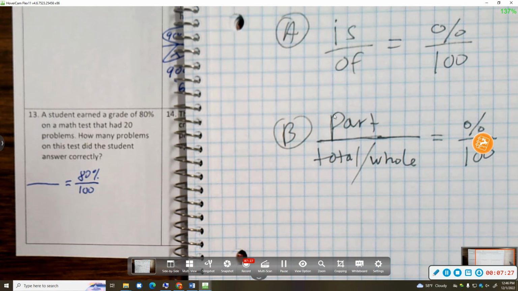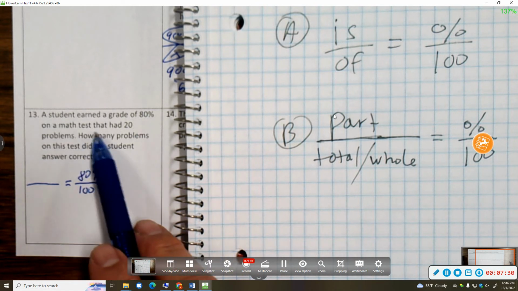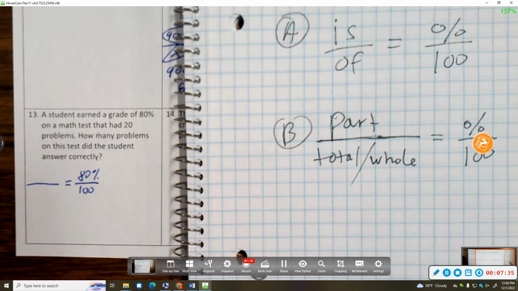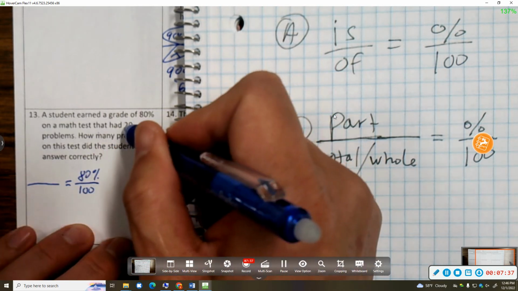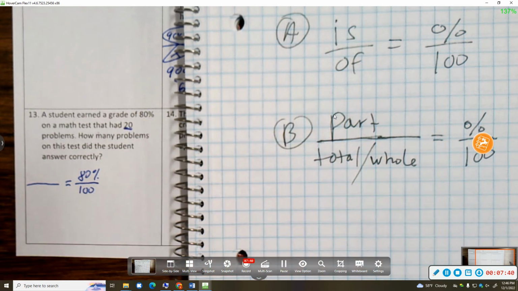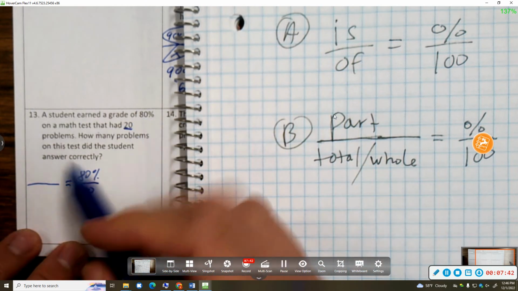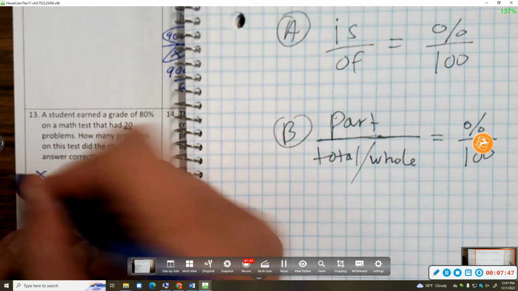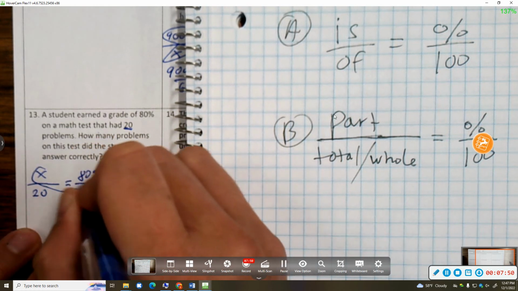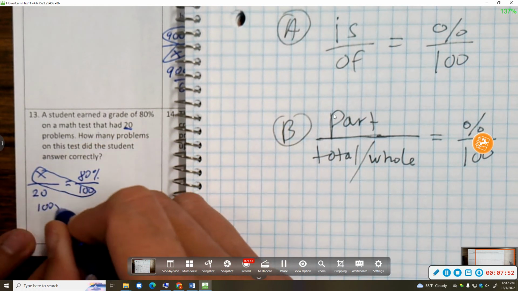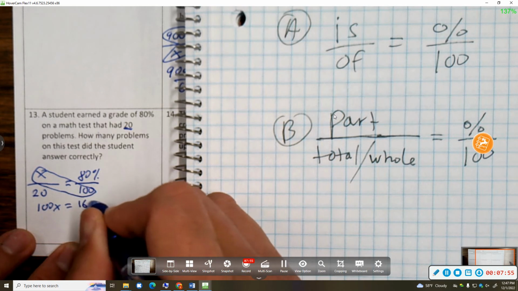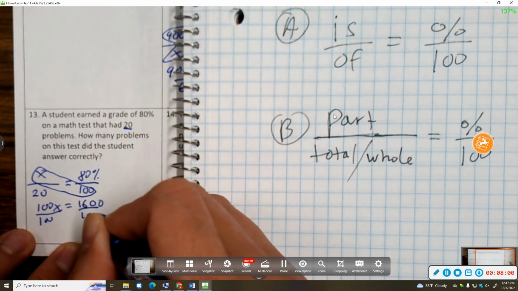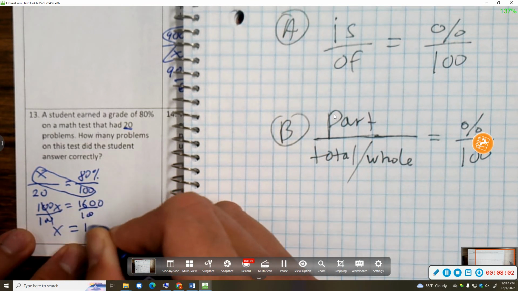A student earned a grade of 80% on a math test that had 20 problems on it. How many problems did this student get correct? So that 20 is what's already on the test. That's 20 problems on the test. So that should be your total because you want to find the part, which is how many problems you got correct. There you go. Cross multiply. 100x is equal to 1,600. Divide by 100. X is equal to 16 problems.